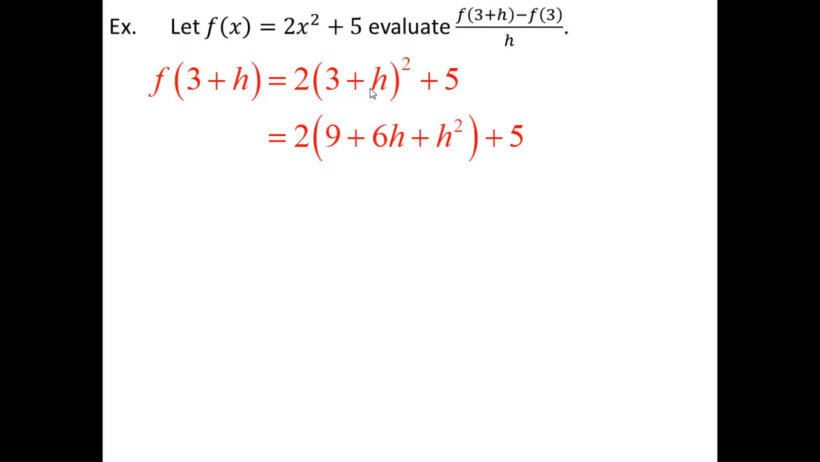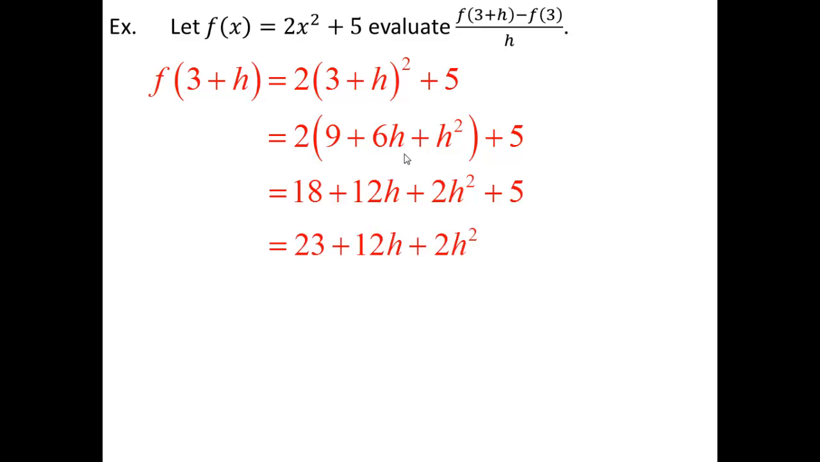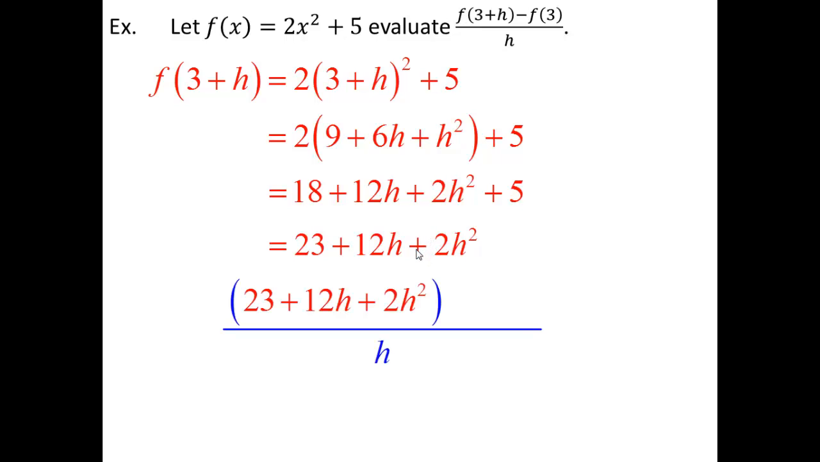FOIL out the 3 plus h. We get 9 plus 6h plus h squared. Distribute the 2 and add 5. We have 23 plus 12h plus 2h squared. So put it into our difference quotient. That goes on the top left. Then we are going to subtract f of 3.